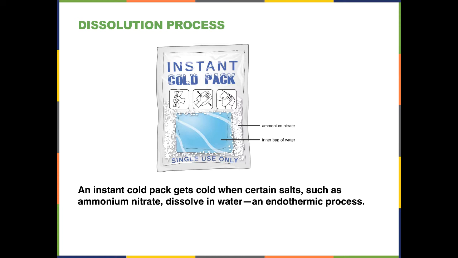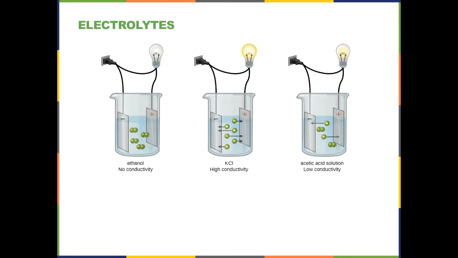Now, as I said before, the separation part is an endothermic process, and when you dissolve a cold pack, that is, when ammonium nitrate is dissolved in water, it absorbs heat, and in the process of absorbing heat, it causes the pack to become cold. This is how a cold pack works. Now, in the process of solvation, sometimes the molecules remain intact.